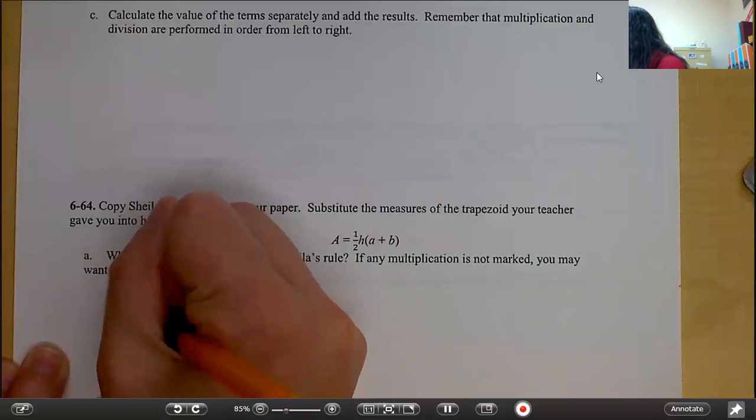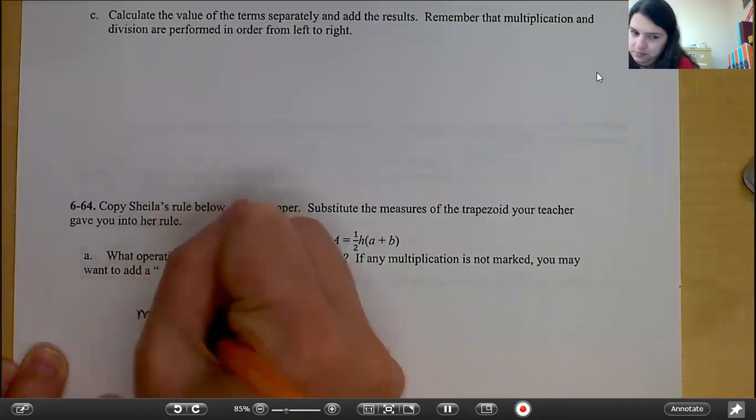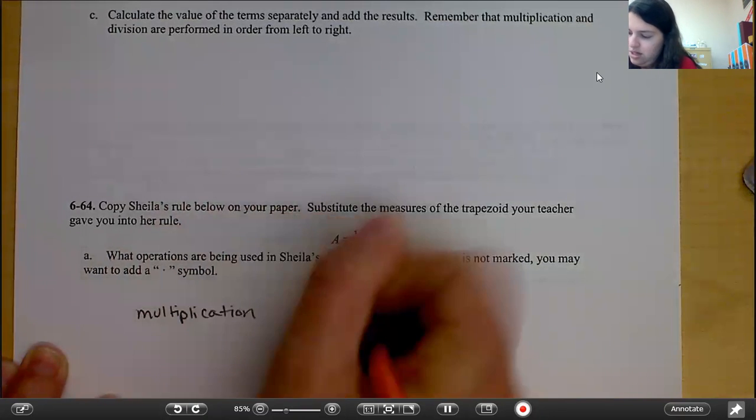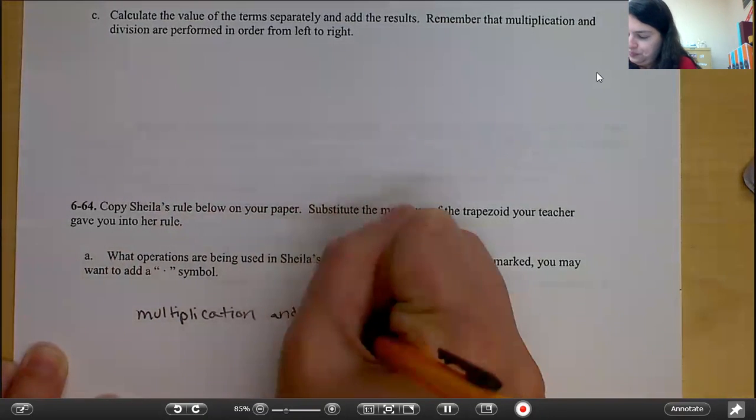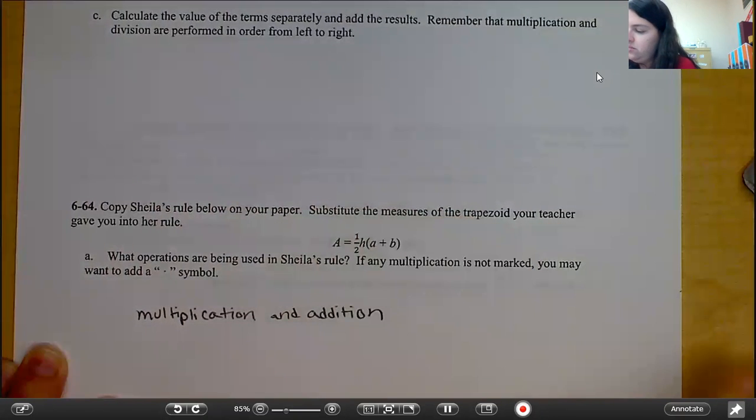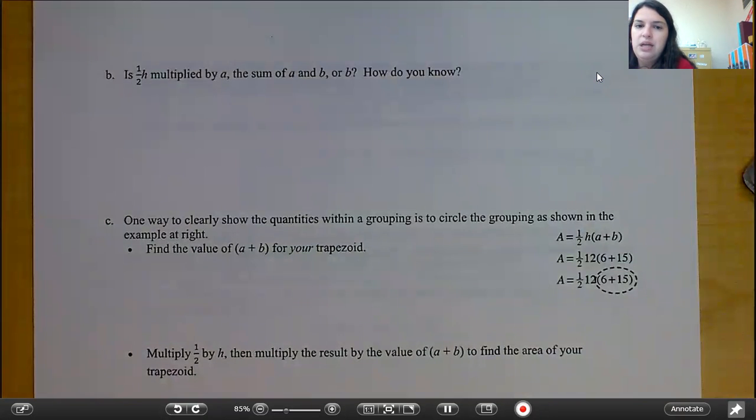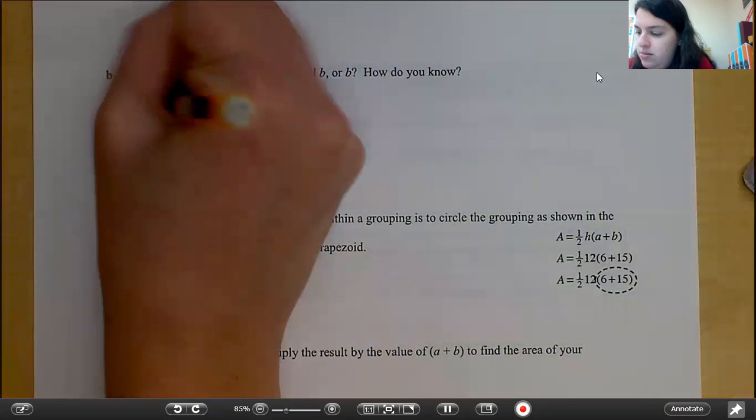Okay, so we have multiplication and addition here. Okay, so moving on to B. Is 1/2 h multiplied by A the sum of A and B, or B? How do you know? Go ahead and pause the video and answer that. If you're back with me, you should have said multiplied.